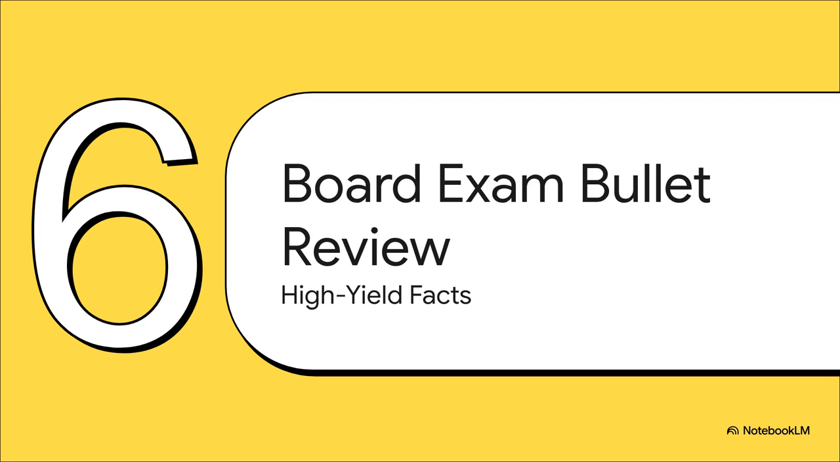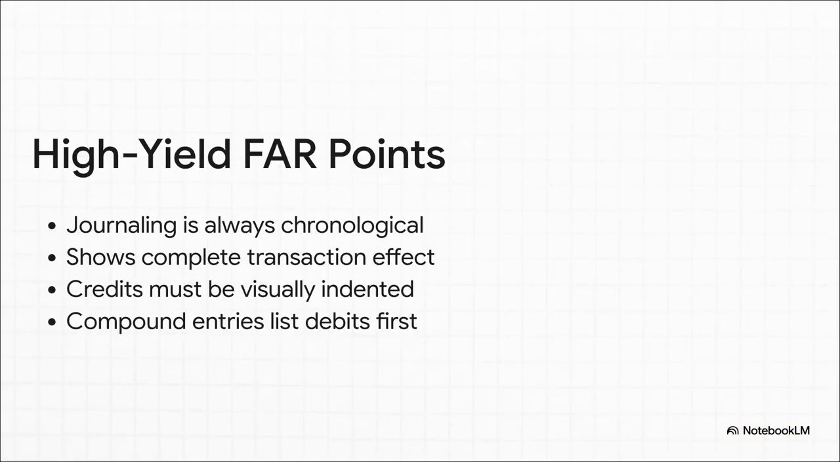Let's wrap this up with Section 6, Board Exam Bullet Review. Burn these high-yield FAR points into your memory right now. Ready? 1. Journaling is absolutely always in chronological order. 2. The journal shows the complete effect of the transaction in one spot. 3. Credits must be visually indented. And 4. For compound entries, every single debit must be listed first. Stare at this list for a second, really encode it.